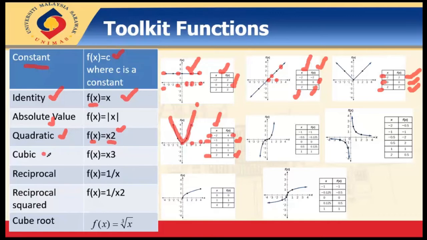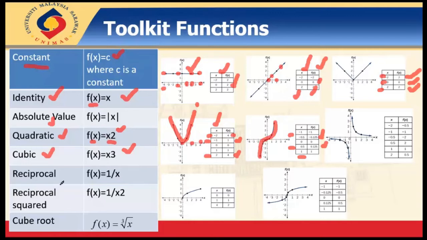Then the cubic function: for any input, the output is its cube. Cube is any value raised to the power of 3. So the cubic function is f of x equal to x cube. -1 multiplied 3 times is the same -1. Negative 0.5 multiplied 3 times will have its value like this. 0 is the same, and 0.5 multiplied 3 times will be 0.125. 1 will be the same, and its graph will be like this. This is called a cubic function.